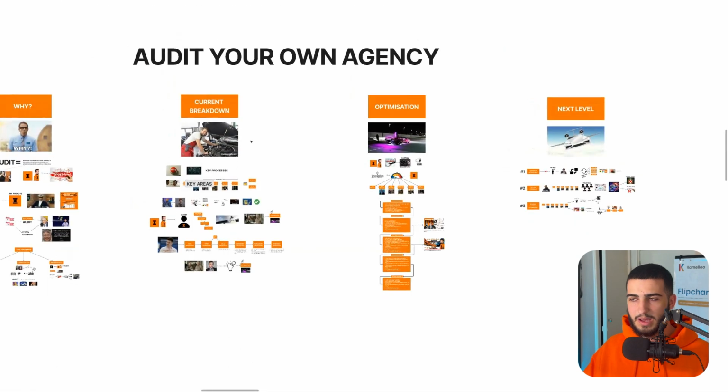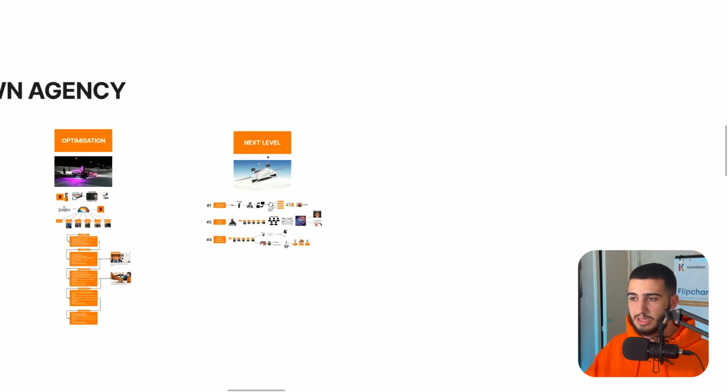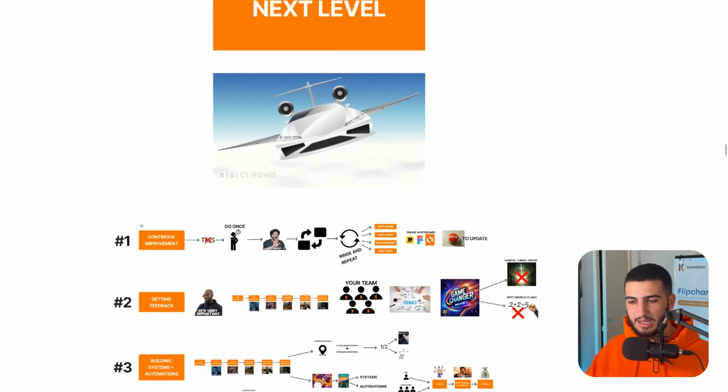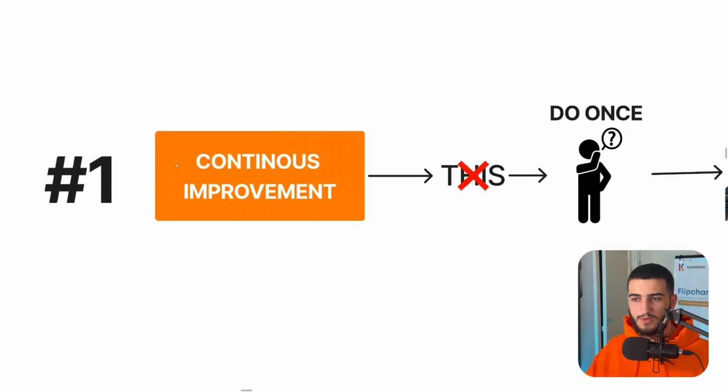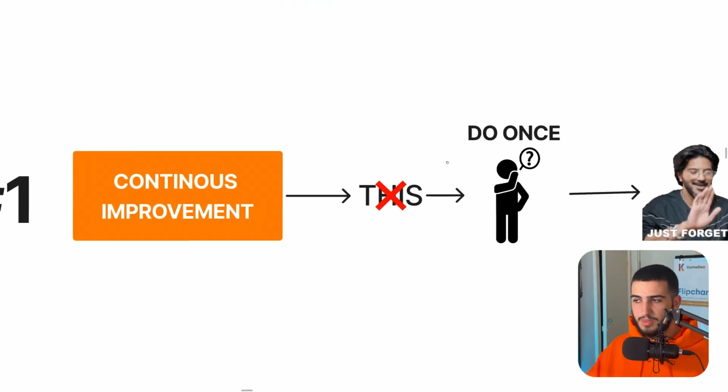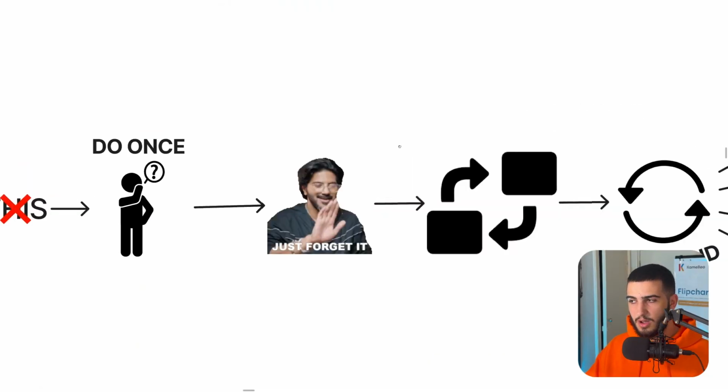Now, once you've gotten that current breakdown and you've optimized it, we can talk about how to actually take this to the next level. And there's three main things you can do. The first thing is continuous improvement. This is not something you do once and just forget about. This is something that you're going to have to repeat every single time.